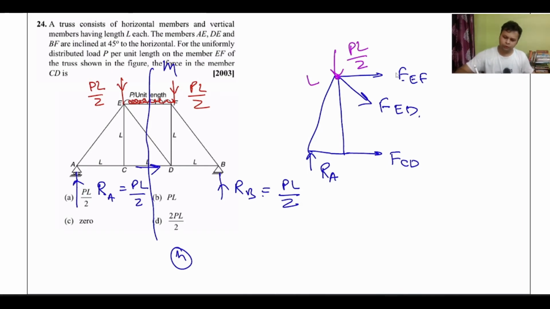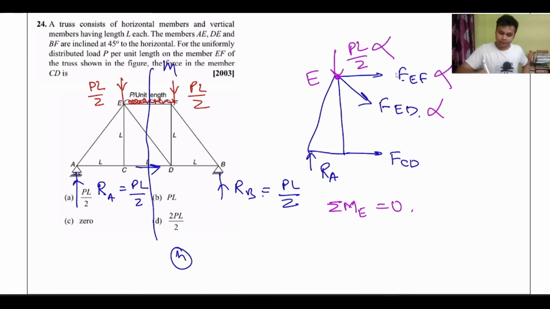Now about which point should I take the moment? I should take the moment about a point where the maximum number of unknowns get cancelled out. So I'm taking the moment about point E. Summation of moment about point E should be equal to 0. Why am I taking the moment about point E? Because all these other forces will get cancelled out.